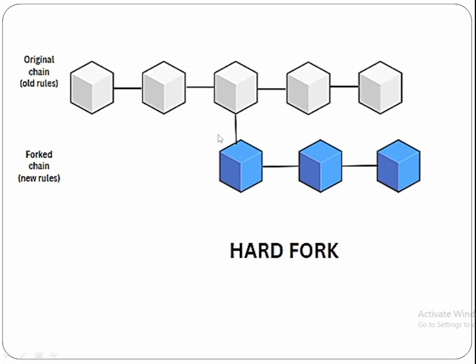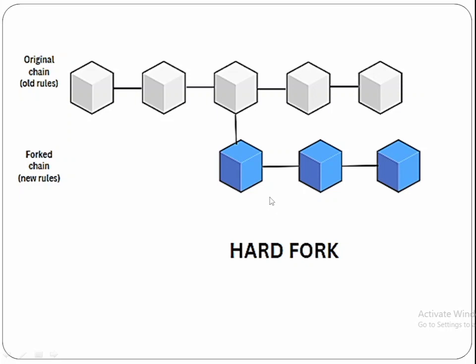So after the fork, two separate blockchains have evolved. This results in two separate blockchains emerging from the same point, that is the fork point. Transactions made on one chain won't be recognized by the other chain. And we know that forking is nothing but an upgrade to the blockchain. This upgrade might involve changes like increasing the block size, implementing new features, or fixing security vulnerabilities.